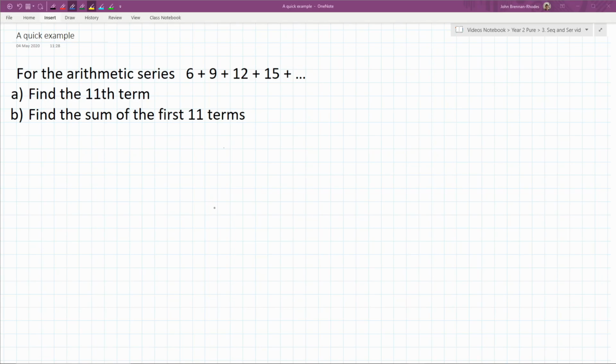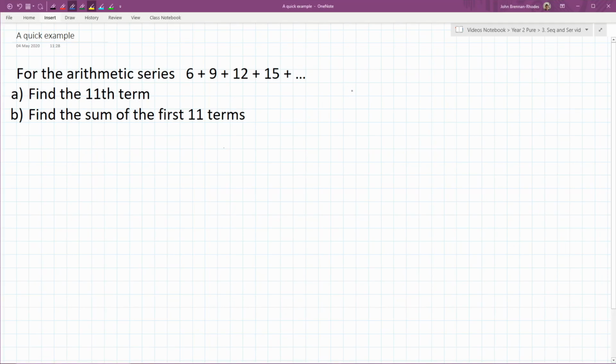Okay, a quick example to get you started, and then I'm going to ask you to do some questions before we get on to some of the harder stuff. So for the arithmetic series 6, 9, 12 and 15, find the 11th term and the sum of the first 11 terms. I've chosen the same number of terms here because I want to show you that you need to use different formulas for these.